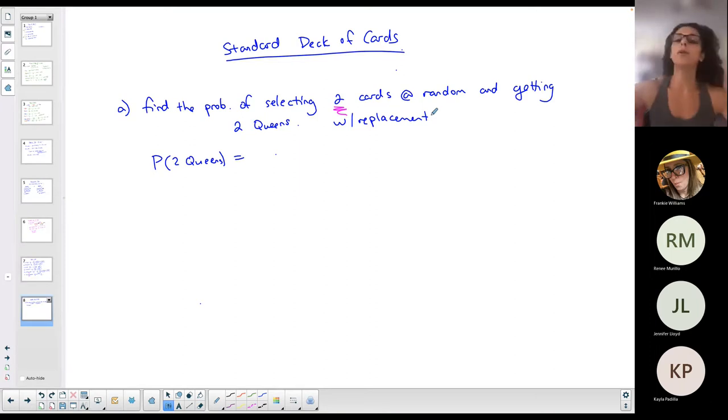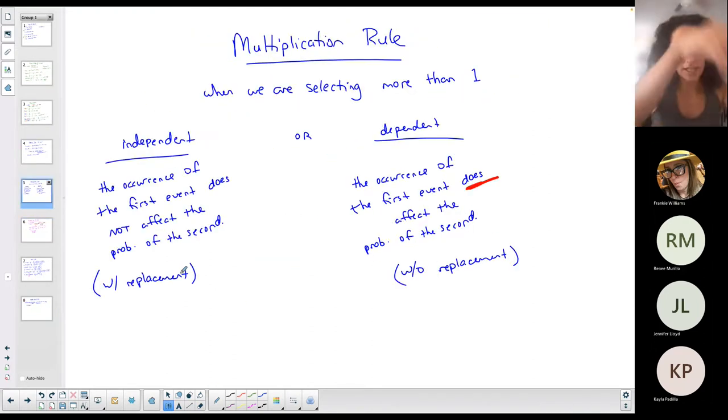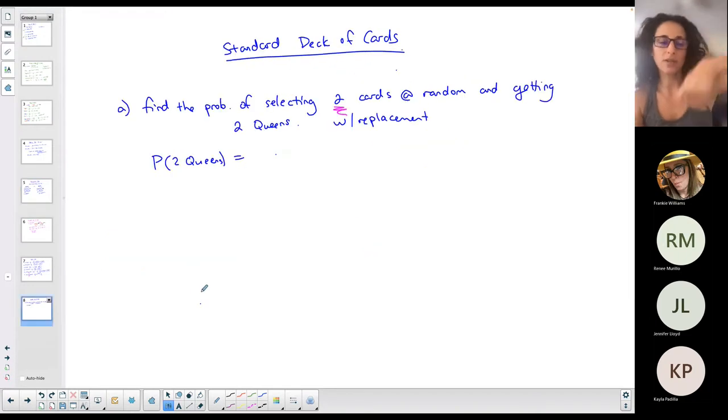This is the difference. I go to this deck, and let's say I'm selecting two queens. If I pick the first queen, but I put her back into the deck, when I go to pick the second card, I still have the same number of queens in the deck, and the same number of cards. So I'm not affecting the probability of the second, because I still have the same number of total cards, and the same number of queens.